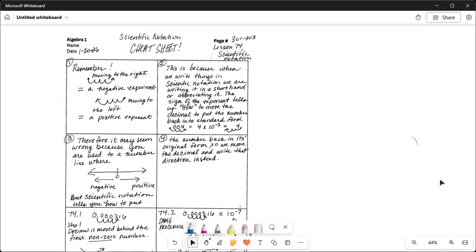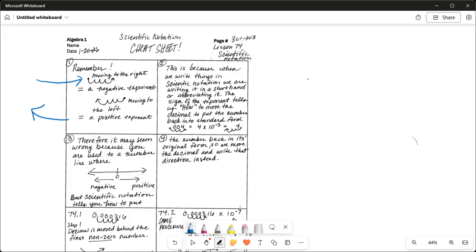Okay, this is lesson 74, scientific notation. So remember with scientific notation that when you move the decimal, moving to the right means that you're getting a negative exponent. When you're moving to the left, it's a positive exponent. This is because when we write things in scientific notation, we're writing it as a shorthand or abbreviating it. The sign of the exponent tells us how to move the decimal to put it back into standard form.